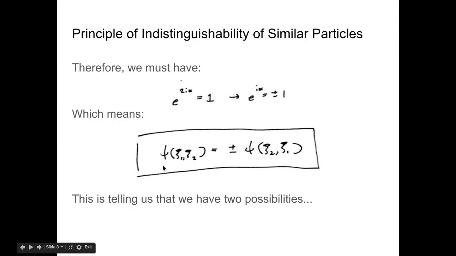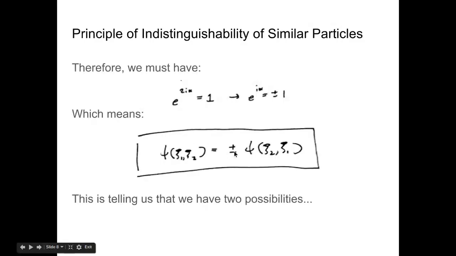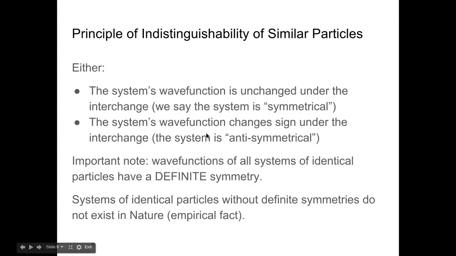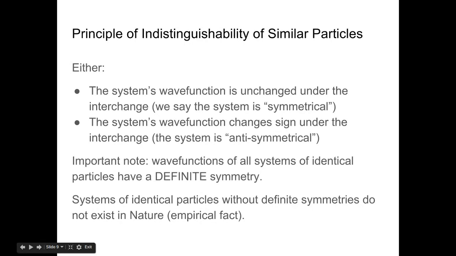So that means that these two states can differ by a phase, and that phase is either going to be plus or minus 1, right? So this is telling us that we have two possibilities. Either the system's wave function is going to remain unchanged, in other words, we're getting this plus sign, and in that case, we say that the state is symmetrical under this interchange. Or we have the other case where under the interchange, we pick up this minus sign, and in that case, we say that the system is anti-symmetrical under this interchange of particles, or interchange of the labels of the particles.